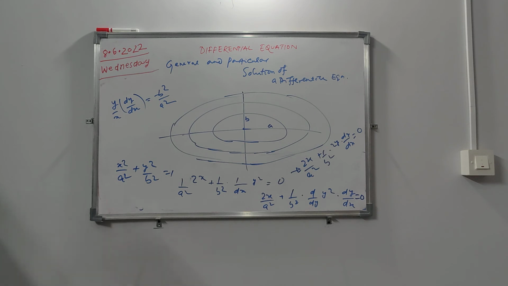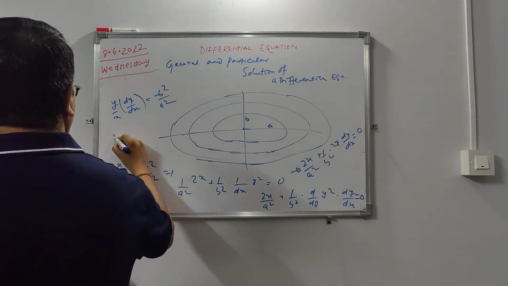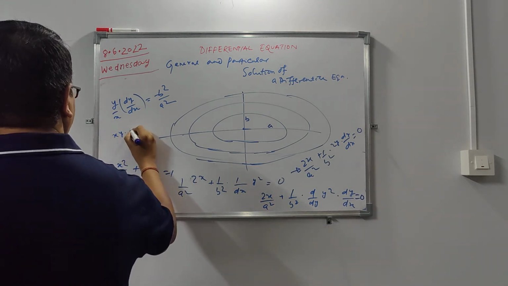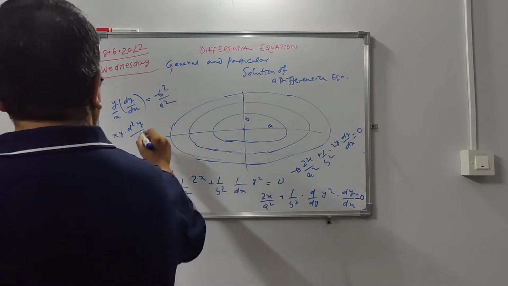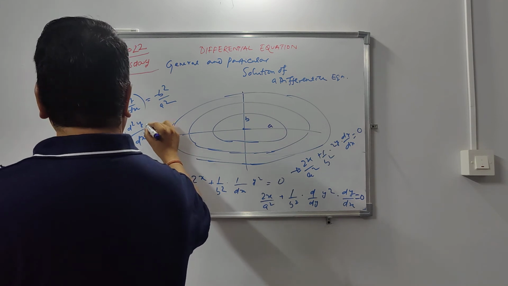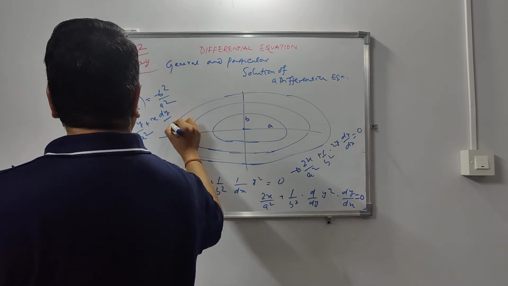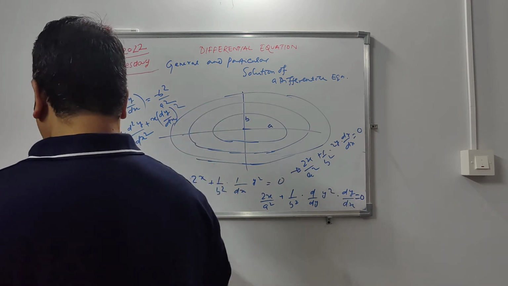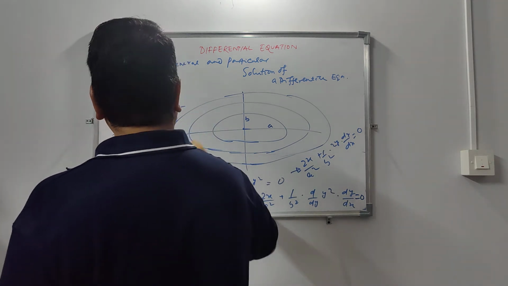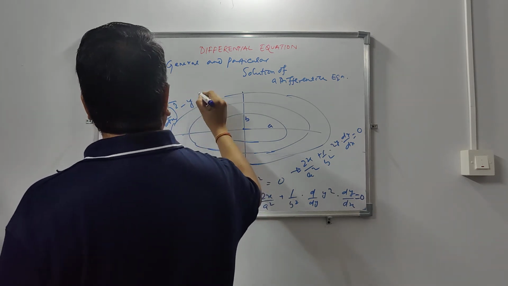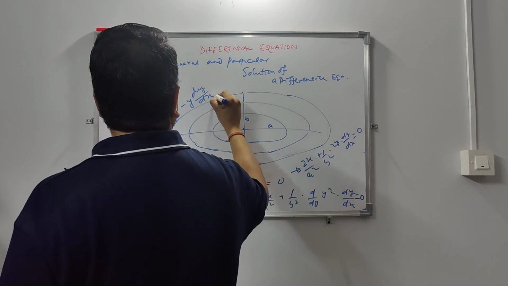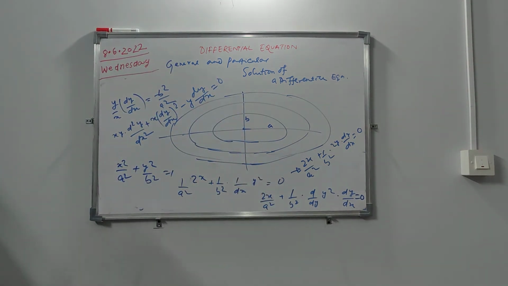If you differentiate it one more time, this will result in xy d square y by dx square, just apply chain rule and find out, plus x into dy by dx whole square minus y dy by dx is equal to 0. So this is the required differential equation.